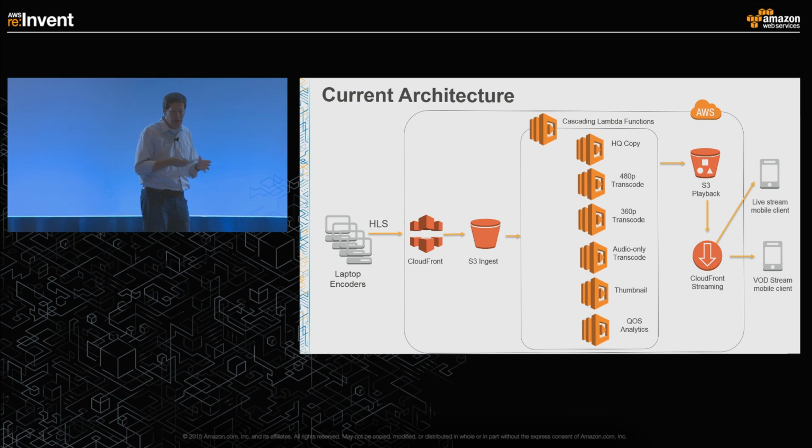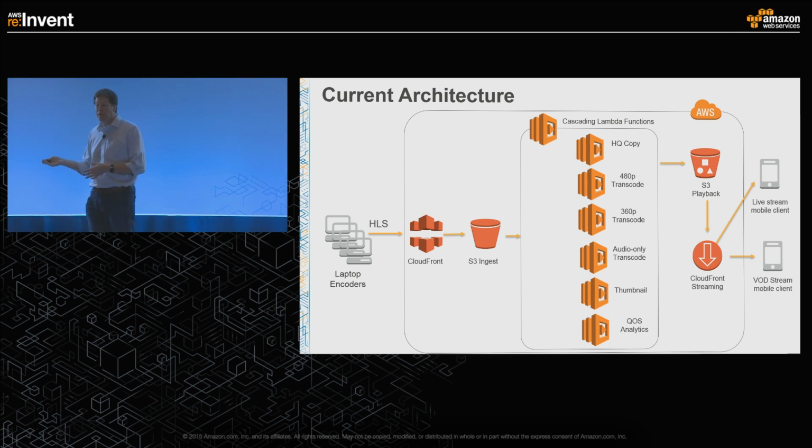From that point, we then have a single Lambda function that listens for that notification and then fans out to what are right now 6 additional Lambda functions that pick up that video and perform different tasks: transcode it to a different bit rate, perform quality of service analysis on it, make a thumbnail from that video, and ultimately move it to an external bucket where it can be served to consumers to view in a live experience.